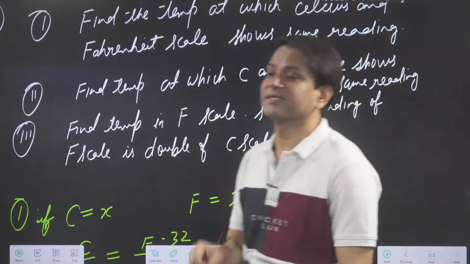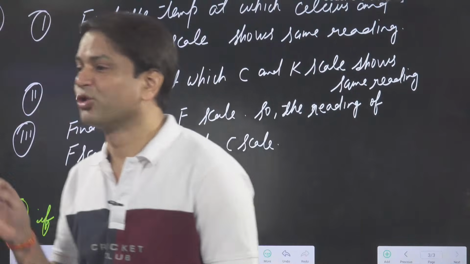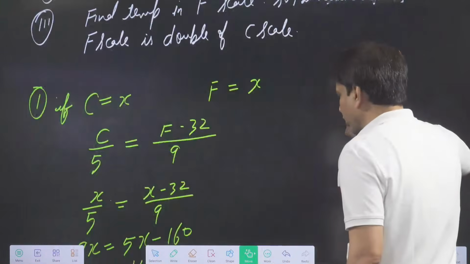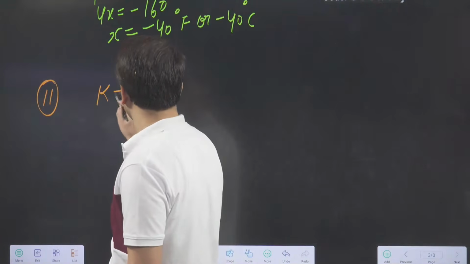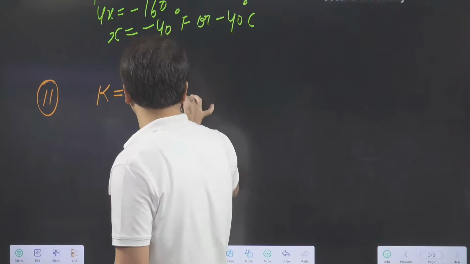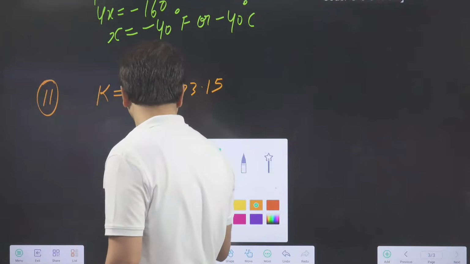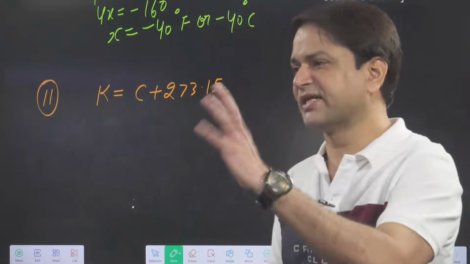No, there is no temperature at which both will show the same reading. Why? If you want to convert Celsius into Kelvin, what is the relation we have? K is equal to C plus 273.15. This is the conversion factor between Celsius and Kelvin.